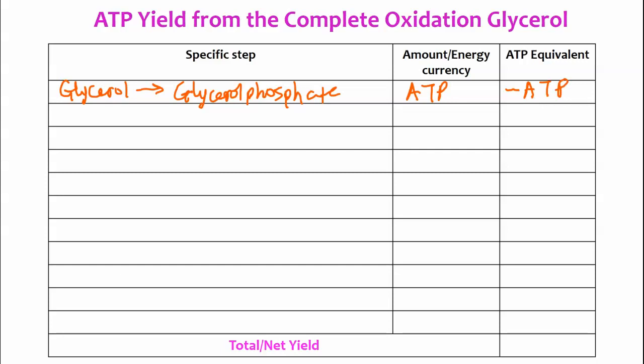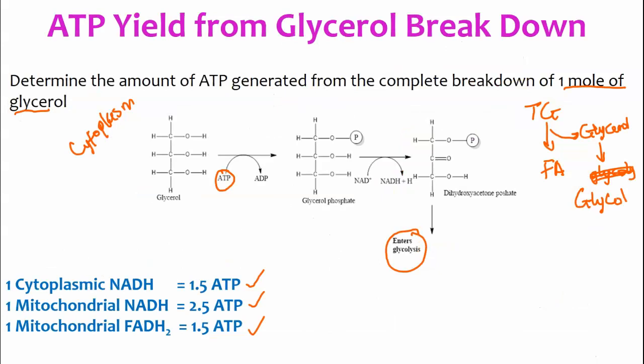In the second step, let's see what's happening there. The second step is the hydrogenation reaction, whereby glycerol phosphate is converted to dihydroxyacetone phosphate. Here, 1 NADH was generated. It was generated. So we go back here.